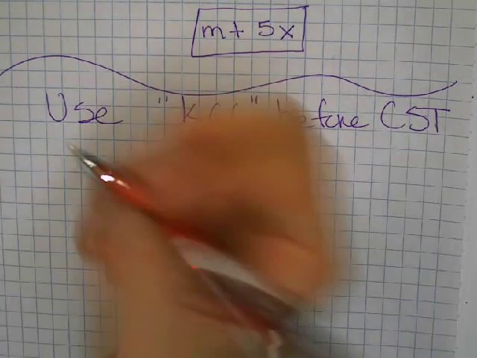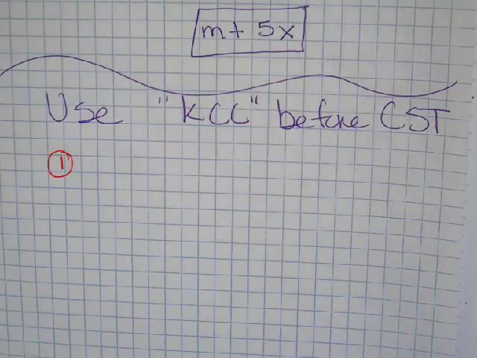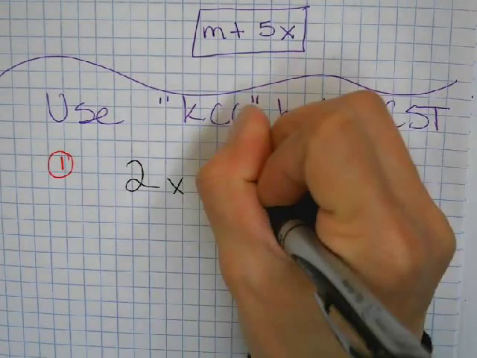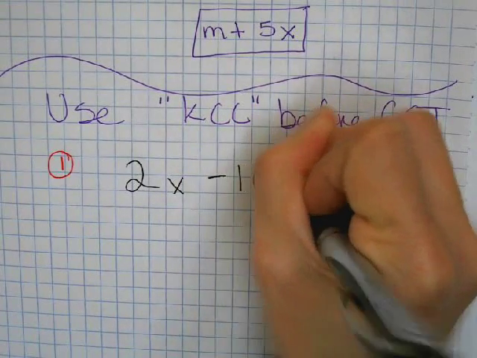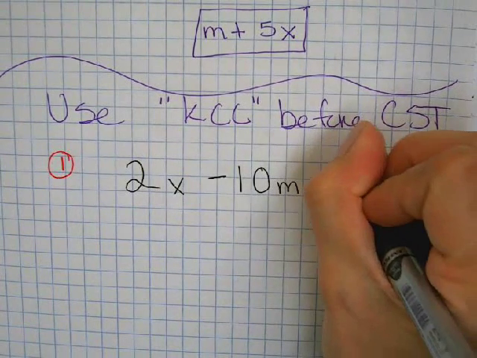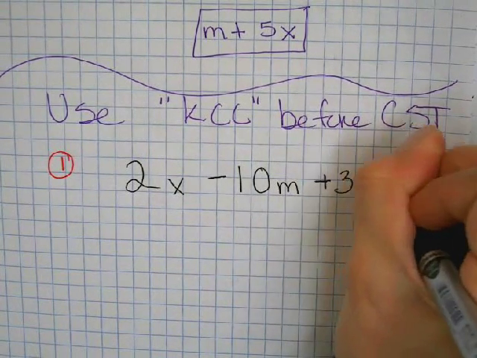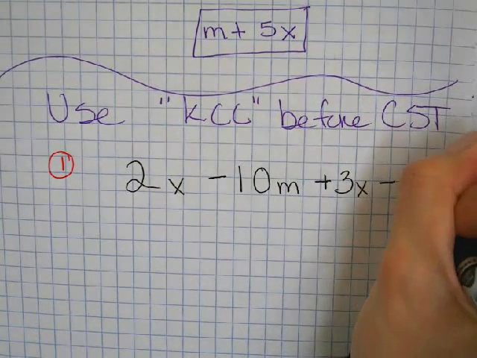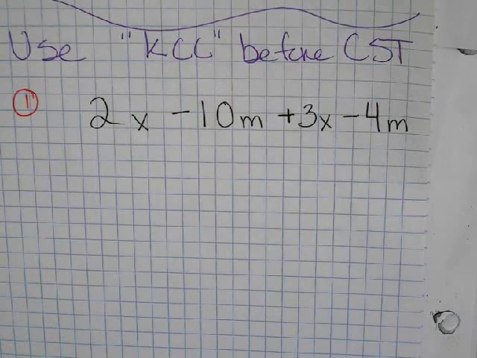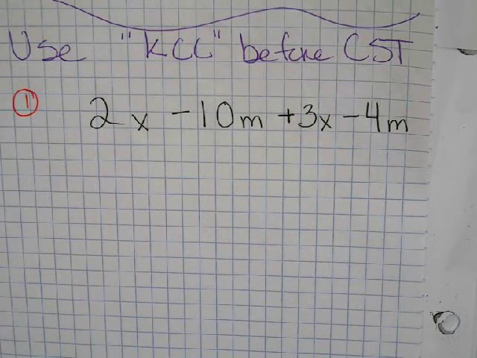Let's write this down. All right. For example, if I have 2x minus 10m minus, no, let's do plus 3x minus 4m. Write it down. Make sure you write it nice and neat. Give yourself enough room. All right.